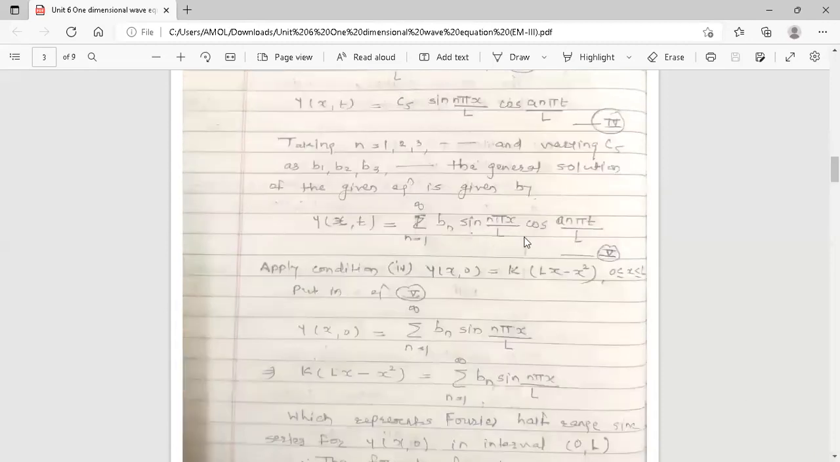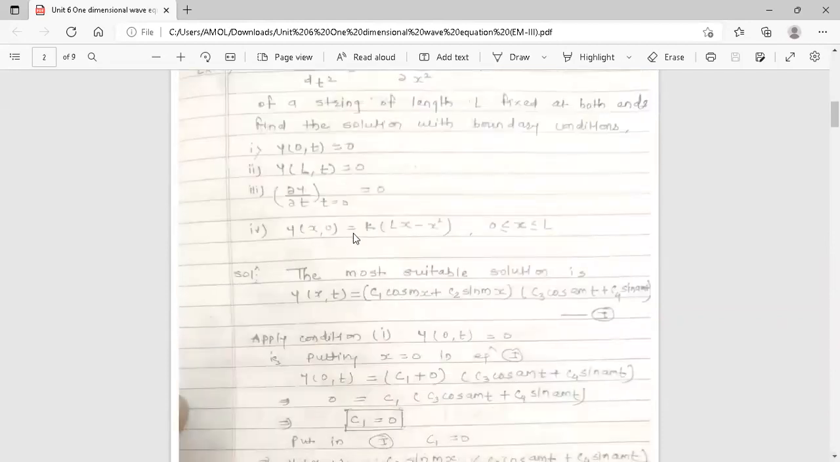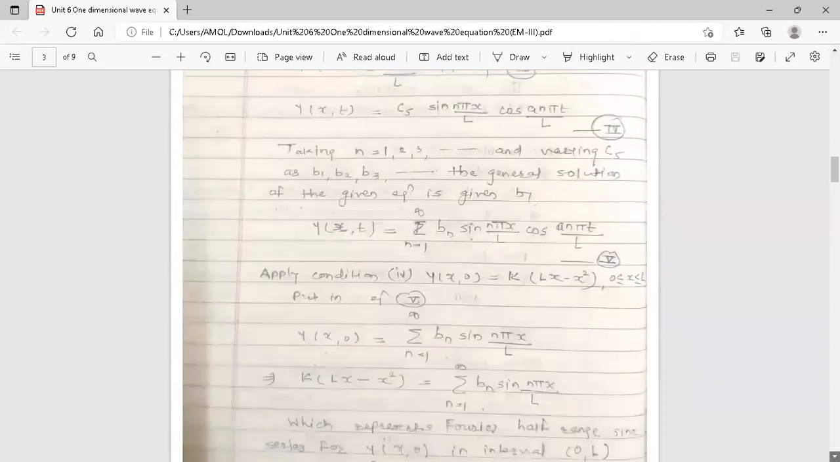Okay. Now our aim is only to find bn, because it is the arbitrary constant. Now apply condition 4. What is the condition 4 in the example? It is given. 4 conditions are given. We are applying them one by one. The fourth is y of x comma 0 is equal to k into bracket lx minus x square. Now y of x comma 0 means t is equal to 0, means put in the latest solution. This is equation number 5, your latest solution. Here we put t is equal to 0. This is your condition: y of x comma 0 is equal to k into bracket lx minus x square, bracket complete, x is between 0 to l.